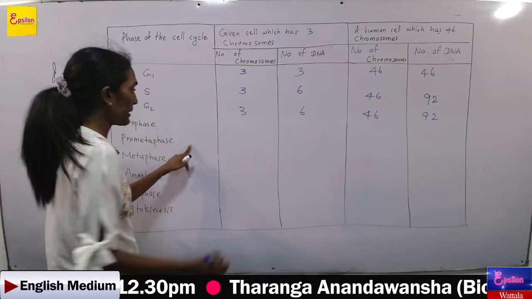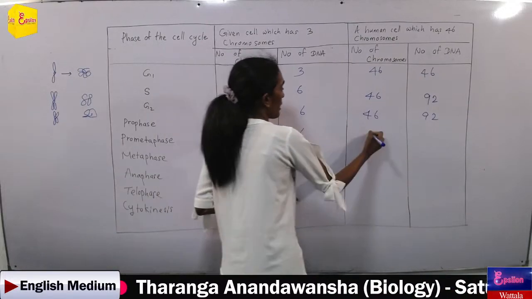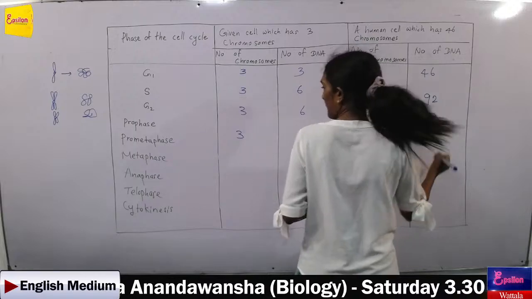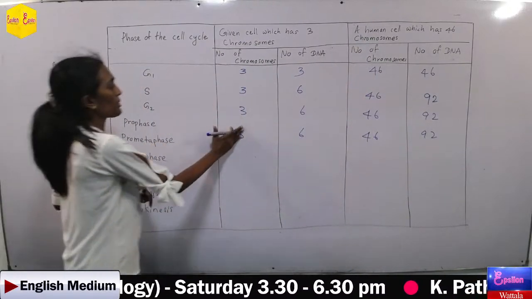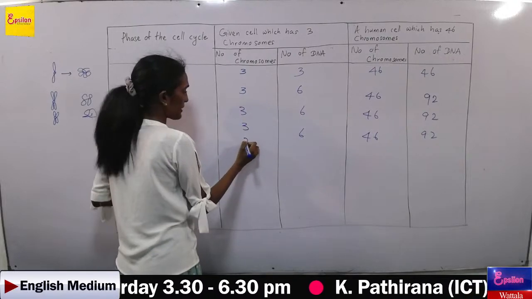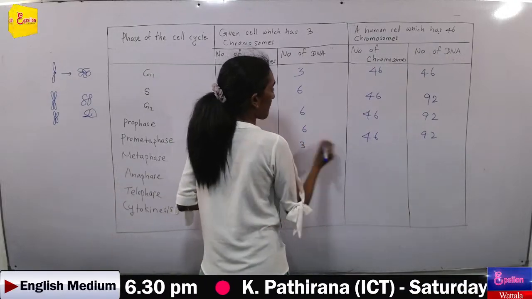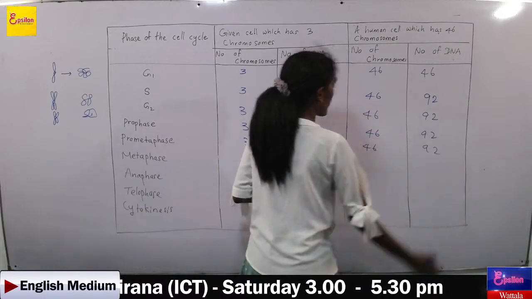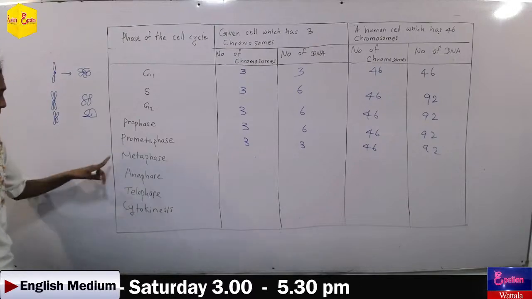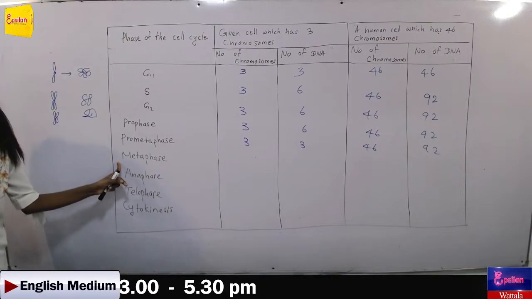Prophase also, nothing happened. 3, 6, 46, 92 is there. So it's also the same. Prophase also the same. Right now? So metaphase still the same, no?